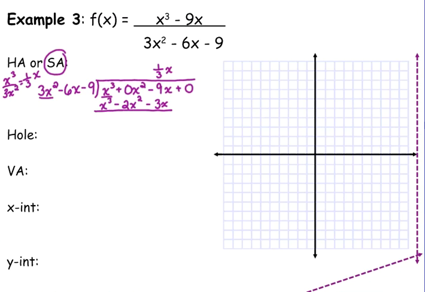Our next step is to subtract. The easier way to handle it is you just change all the signs and you add. That's the same as subtraction, okay? The first one should always cancel. X cubed plus -x cubed, that cancels. 0x squared plus 2x squared is 2x squared. -9x plus 3x is -6x. And you bring down the 0.